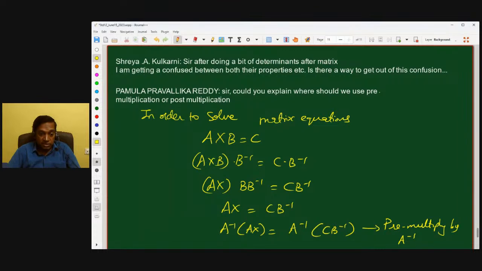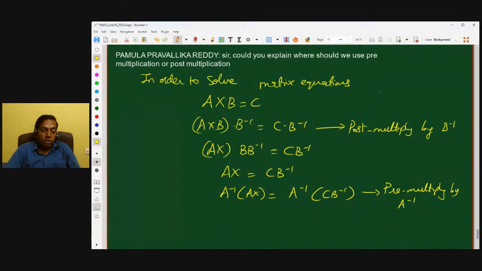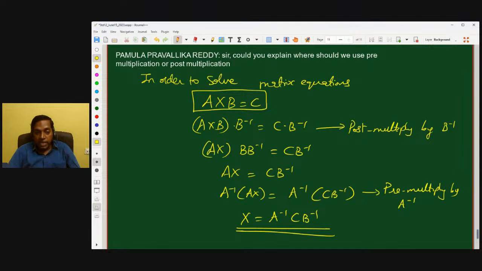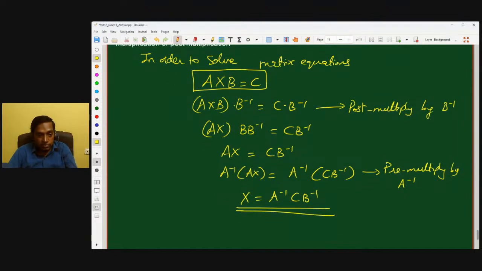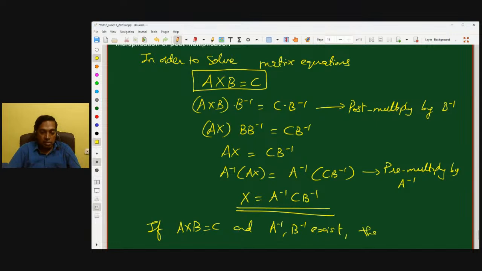This is pre-multiply by A inverse if it exists. This is post-multiply by B inverse. In the same equation I'm showing you both pre-multiplication and post-multiplication. The idea is if AXB is equal to C, then X is A inverse C B inverse. Okay, because of these steps. So if AXB is equal to C and A inverse, B inverse exist, this is the main purpose of inverse itself. You can solve equations that have matrices.